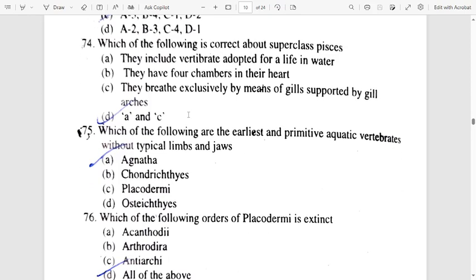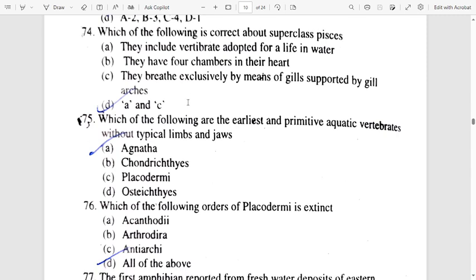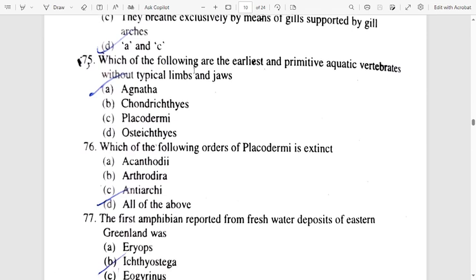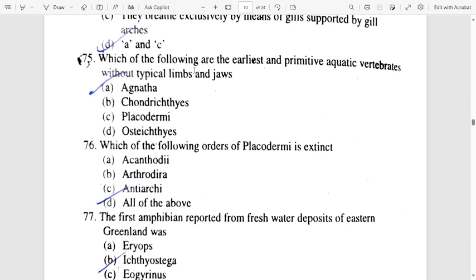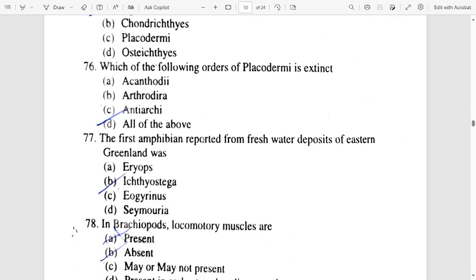Which one of the following is correct about superclass Pisces? A and C. They include vertebrates adapted for a life in water. They breathe exclusively by means of gills supported by gill arches. With which of the following are the earliest and primitive aquatic vertebrates without typical limbs and jaws? Agnatha. Which of the following orders of Placodermi is extinct? Acanthodi, Arthrodira, and Antiarchi: all. The first amphibian reported from freshwater deposits of eastern Greenland was Ichthyostega.